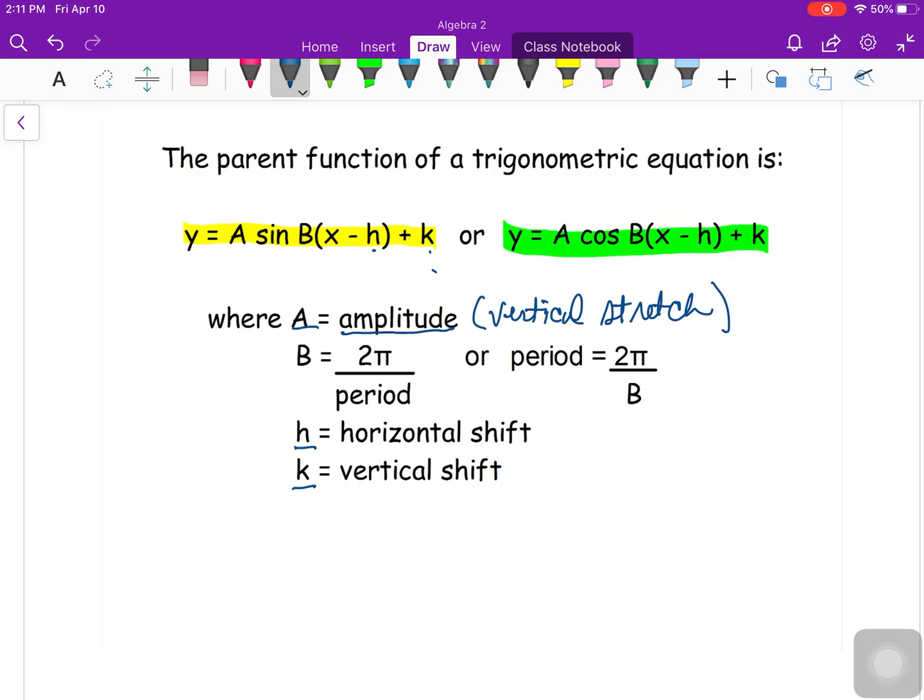If you notice, we have a new letter introduced here, and that is B. B involves that period, that one cycle. And to find B, you take 2 pi and divide it by the period of your cycle. From that, we can also see, if I solve for what the period is, it would equal 2 pi divided by b.